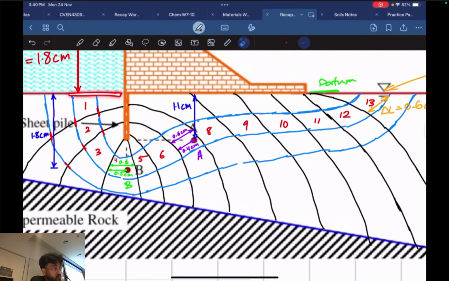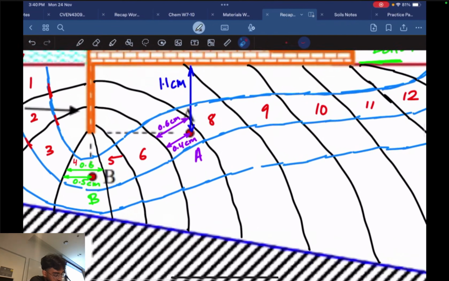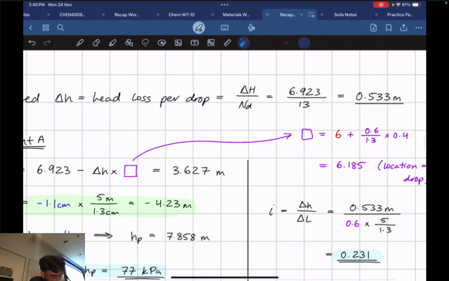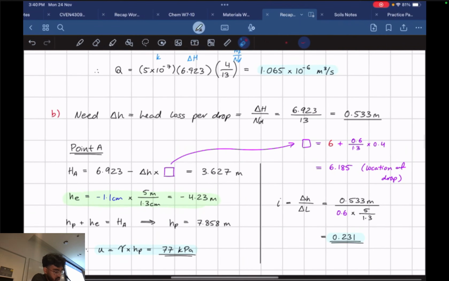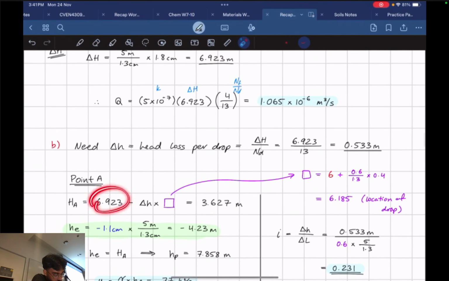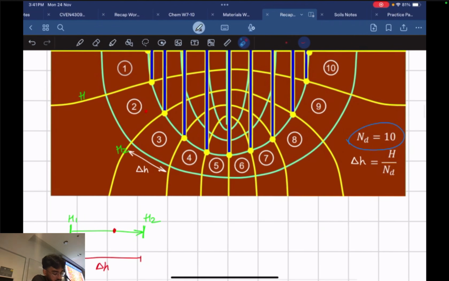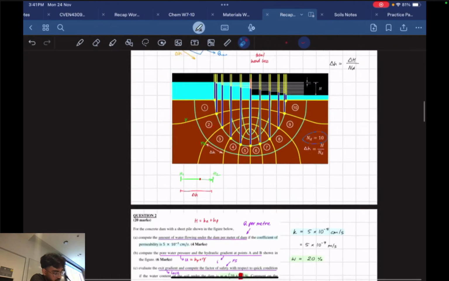You start off at an initial head, and then you decrease the head until this 6 point something, and you find that increment, that difference in head. See this box that I've drawn? I think it's a pretty good way to explain your working out to the marker. You start off with the initial head, then you have your head loss per drop, and then the location of the drop. What I mean by location of the drop is, we already know you can have 1 drop, 2 drop, 3 drop, 4 drop, 5th drop, but for something in between, the location of the drop might be 2 point something, and you've got to find that location. This is pretty much how you do it.